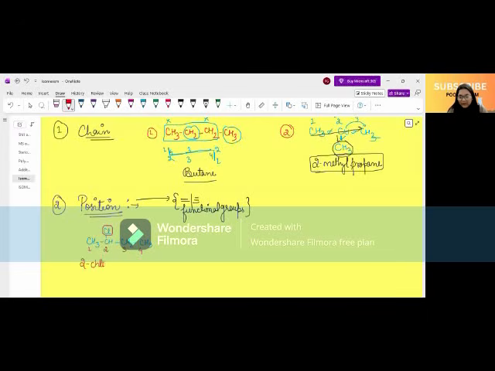So it becomes 2-chloro. Why 2-chloro? Because it is attached in the second carbon. How many carbons now? 4. 4 means but. So 2-chlorobutane. Yes or no?